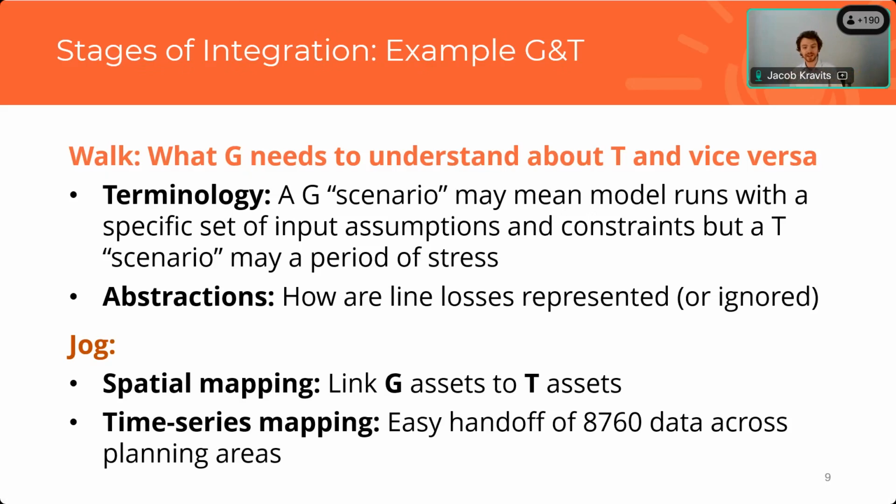You can also do that in time, right? How do you move the chronological dispatches determined from generation planners? How do you move that chronological information to the transmission planners? How do you unlock transmission planners to do a full 8760 analysis to uncover new at-risk operating conditions, so we can move beyond the historical peak scenarios? So that's walk stage, jog. Finally, we have the run stage.